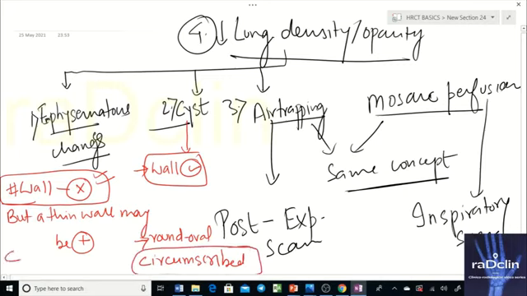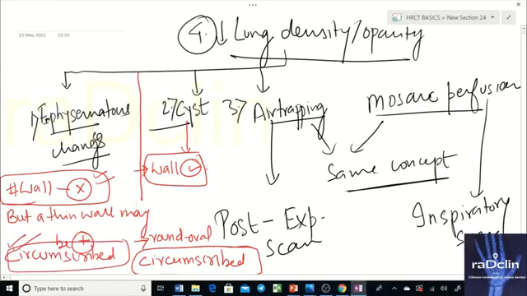These are also circumscribed. They also appear round to oval. So the wall is a differentiating factor between emphysematous changes and cyst.